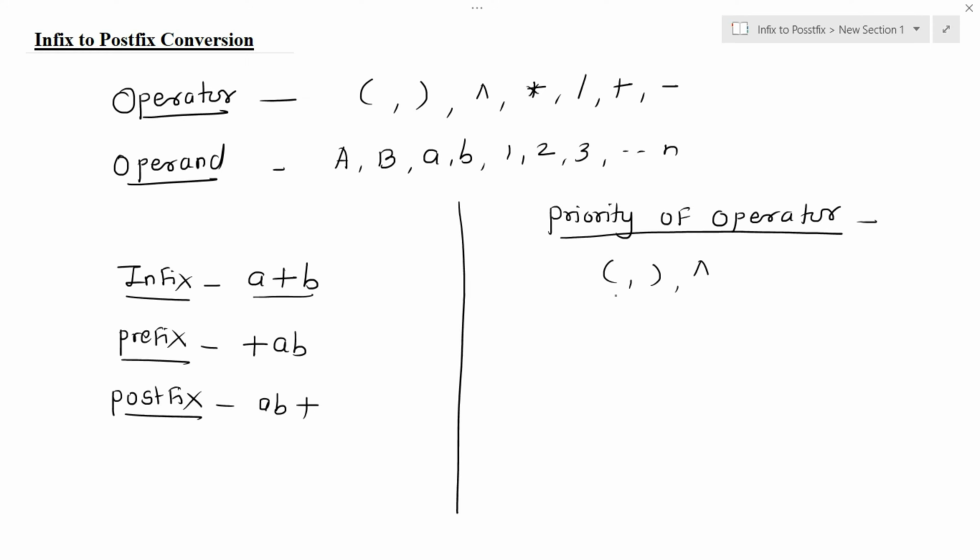Generally, left parenthesis and right parenthesis are not considered in this hierarchy, but still we are going to consider them. So left parenthesis, right parenthesis and exponential have the highest priority. Then the second highest priority operators are multiplication and division, and the last ones are plus and minus. So this is the priority of operators. The highest priority operator is exponential, then multiplication and division, and then plus and minus. Whenever we solve an expression, we have to consider the priority of the operators.